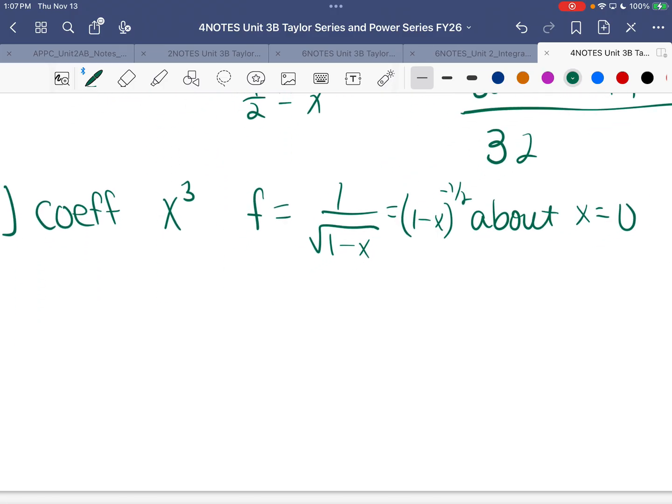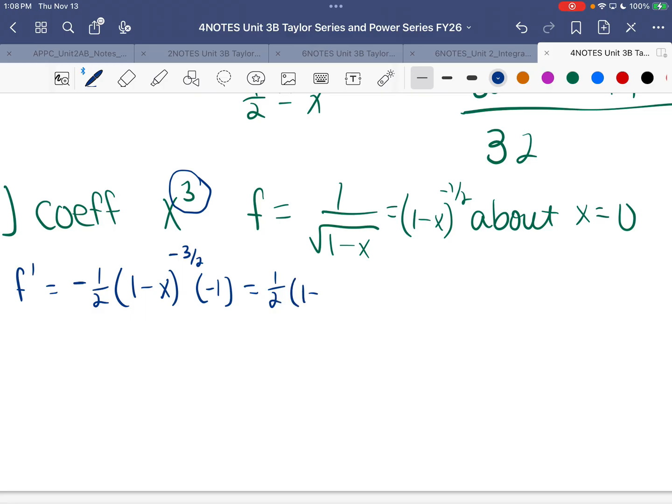If I'm trying to do the coefficient for the x cubed, how many derivatives do I need? 3. So I need the first derivative. It's going to be negative 1/2, 1 minus x to the negative 3/2, but I have to slap the baby. So this really becomes positive 1/2, 1 minus x to the negative 3/2. Then I get the second derivative. It'll be negative 3/4. We got to multiply. Slap baby. Positive 3/4.